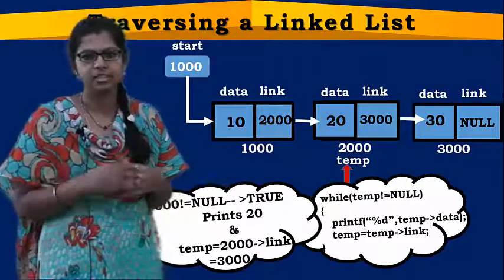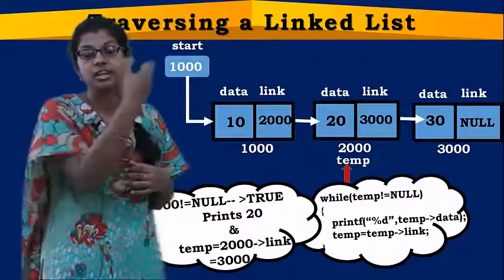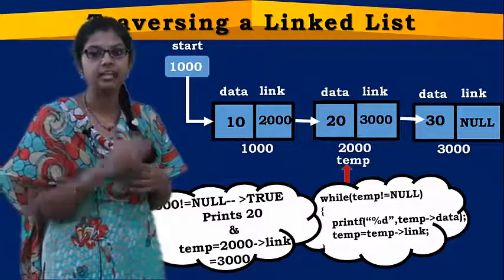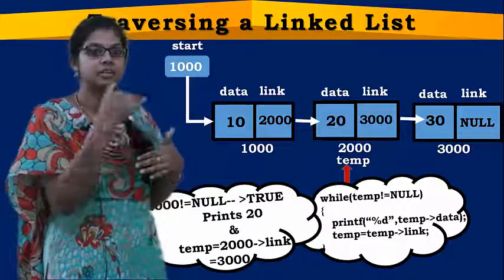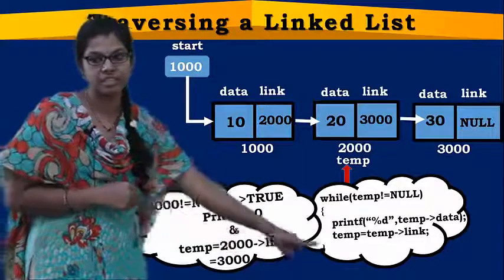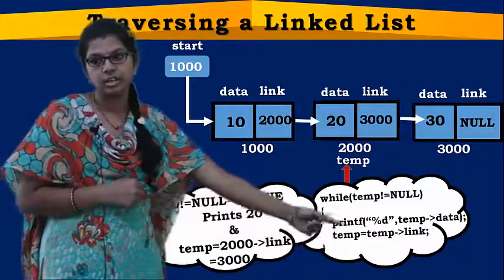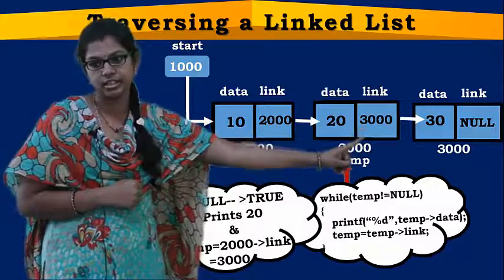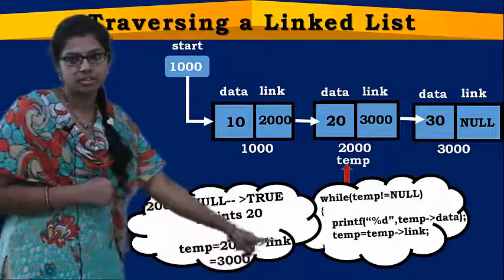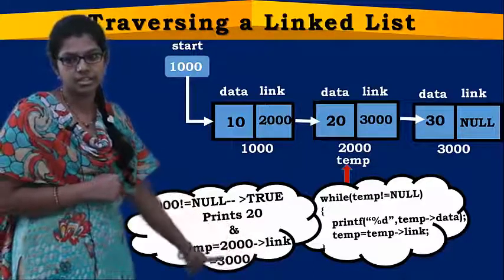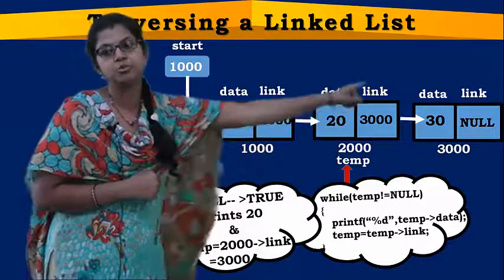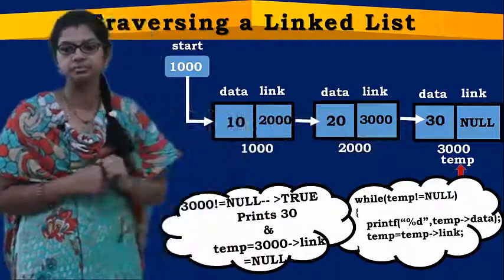Again the same thing. If you want to move to the next node, its address is present in its link, right? So temp of link is assigned to temp. Temp is pointing to 2000. 2000 of link means 3000. So 3000 gets assigned to temp now. So from 2000, it moves to the next node, that is 3000.